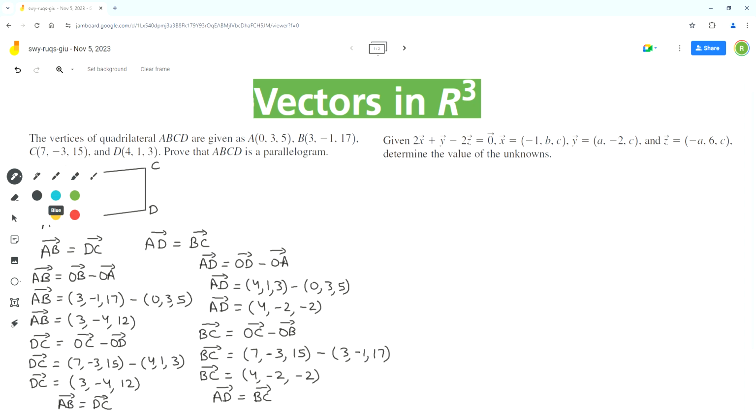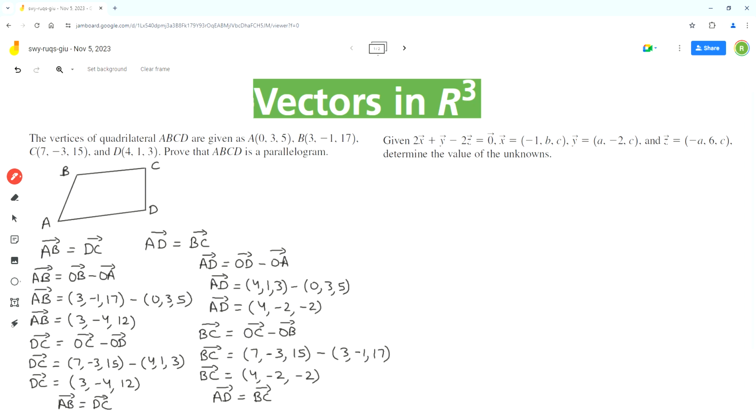Now we can analyze the second problem. Given 2 times vector x plus vector y minus 2 times vector z equals 0 vector, and vector x is equal to negative 1 comma b comma c, and vector y is equal to a comma negative 2 comma c, and vector z equals negative a comma 6 comma c, determine the value of the unknowns.